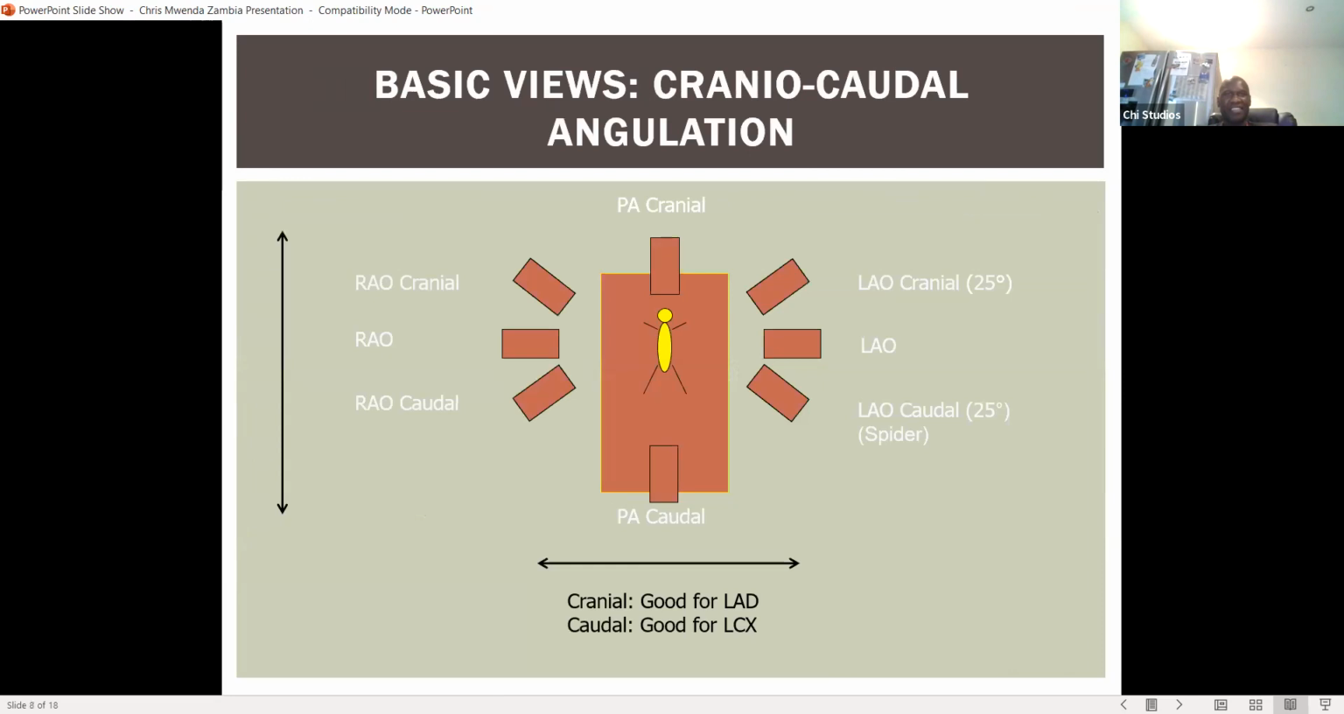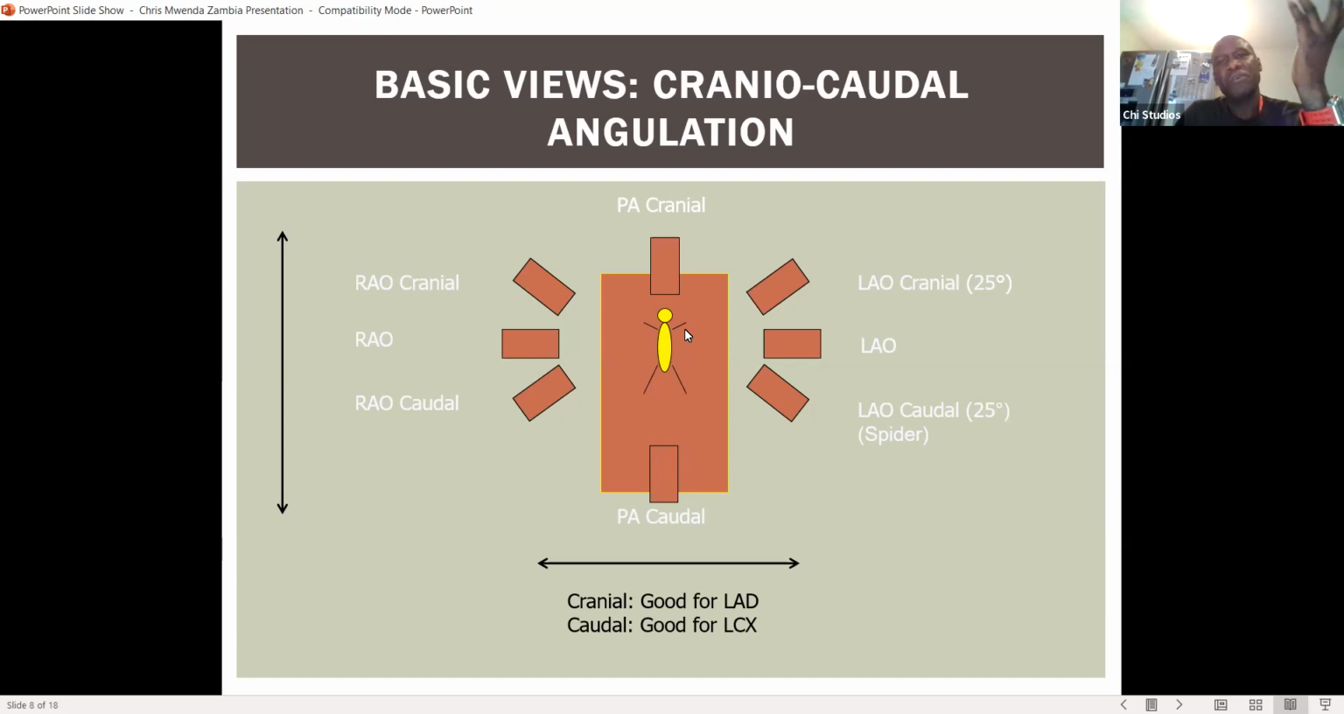So this is now what I'm looking at. These are the basic views we use in the cath lab. As you can see, just pretend this is a patient. So in the cath lab, we have a PA cranial. Obviously the cranial, this is where the head is, and PA caudal. PA cranial, when we are doing the left coronary arteries, is good for LAD and diagonal. Then you have a PA caudal.